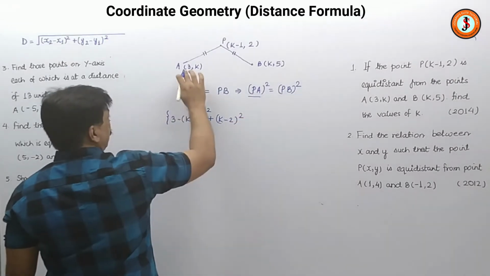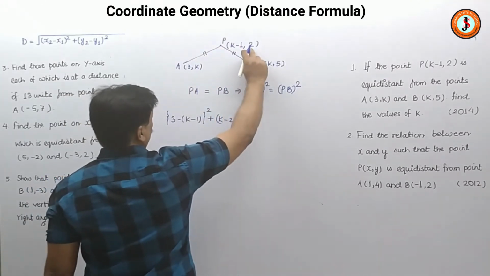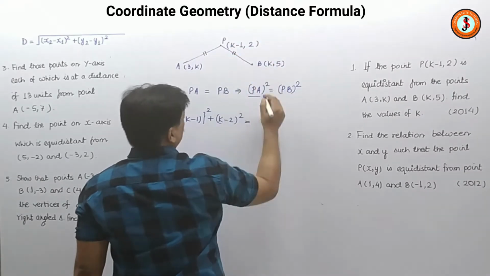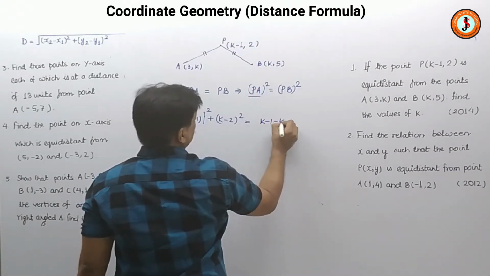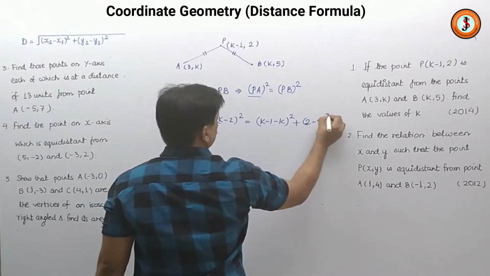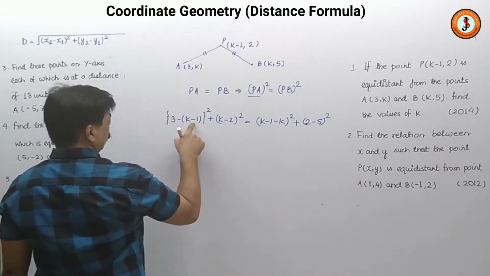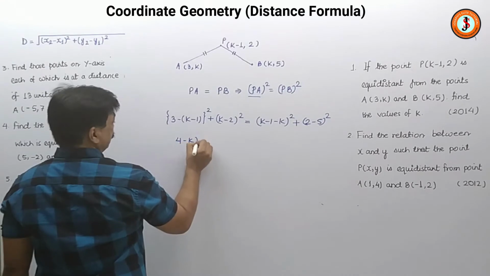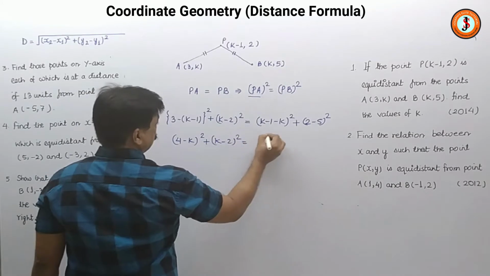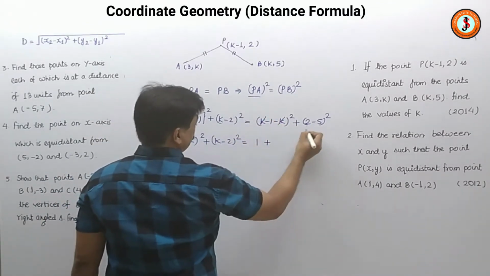Why did I do this? Because it is x2 minus x1, y2 minus y1. Now I go this way, PB will be (k minus 1 minus k), that is x2 minus x1, plus (2 minus 5) the whole square. Now what does this become? 3 minus k plus 1, so (4 minus k) the whole square plus (k minus 2) the whole square is equal to (minus k plus k, so minus 1) the whole square is 1, plus (minus 3) the whole square is 9.